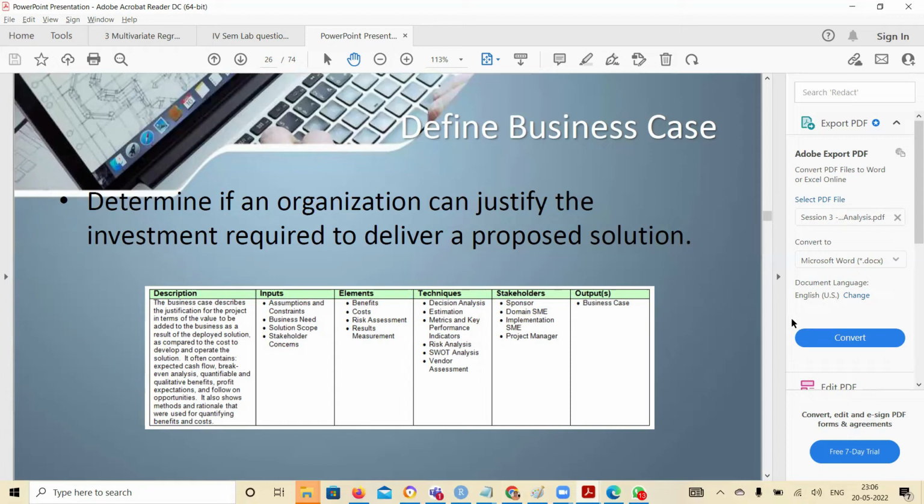The role of business case is to design that. In fact, for any dollar that you are going to spend, you have to create a business case. The deployed solution is compared to the cost to develop and operate the solution. It often contains expected cash flow, break-even analysis, quantifiable and qualitative benefits, profit expectations, and follow-on opportunities. It also shows methods and rationale that were used for quantifying benefits and cost.